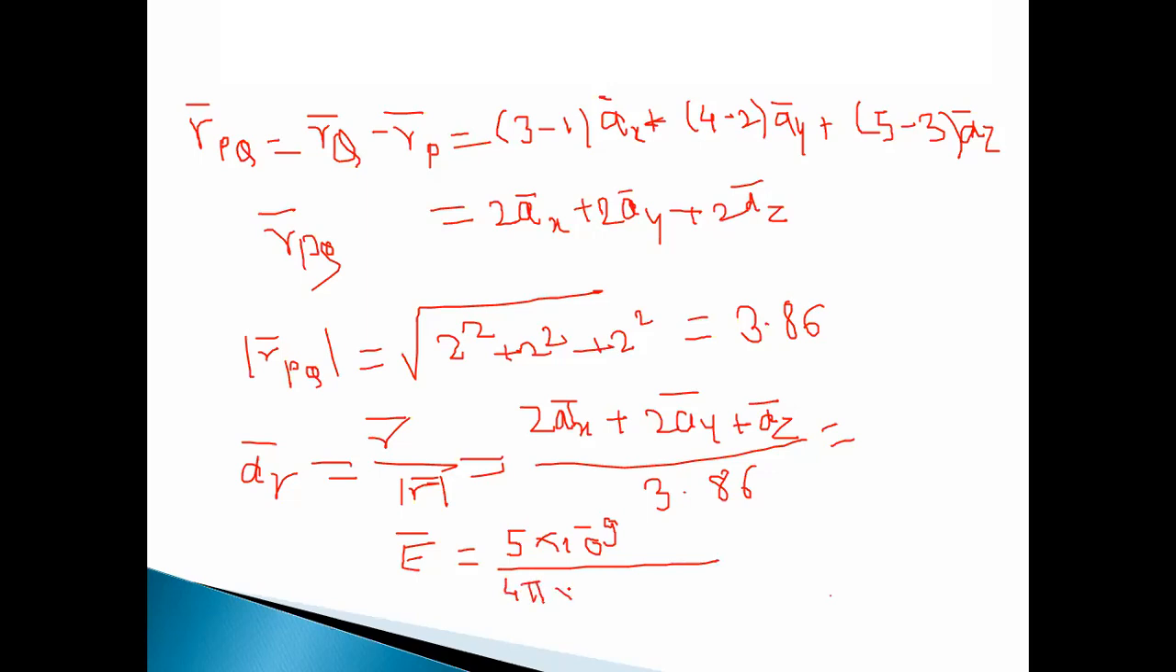4 pi into 8.854 into 10 raised to minus 12, into r pq square. So it is 3.86 square, into unit vector a bar r. Just tell me what is that vector so that I can write.